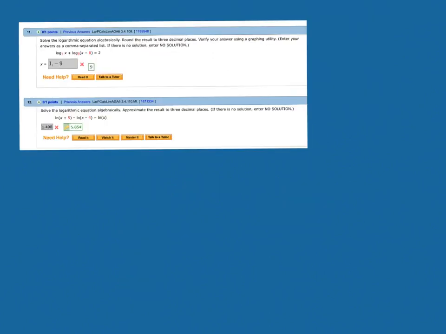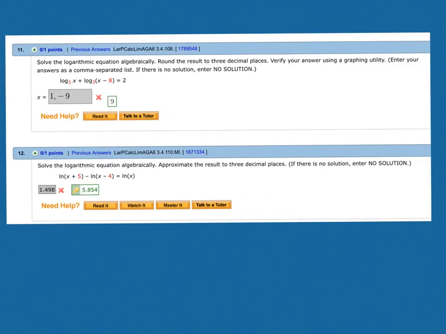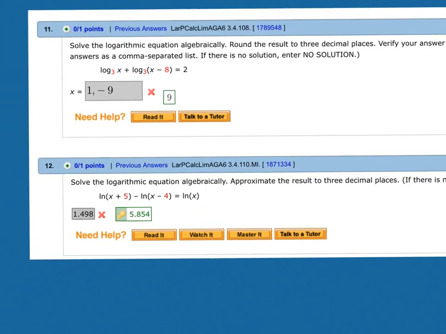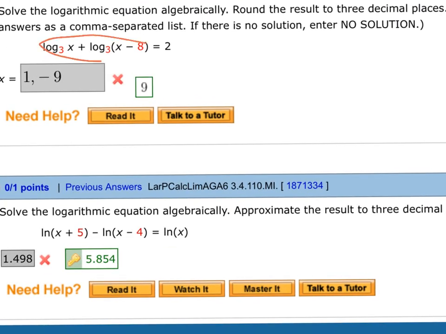Okay, 11 said solve the log equation algebraically, round to 3 decimal places, verify your answer using a graphing utility, enter your answers as a comma separated list. If there's no solution, enter no solution. All right, so I'm going to condense because I've got 2 logs on one side over here. I've got to condense that. That becomes log base 3 of x times x minus 8 equals 2.